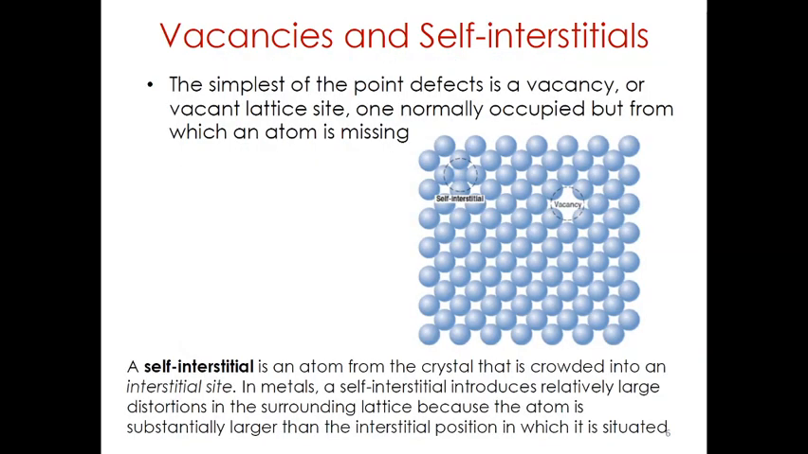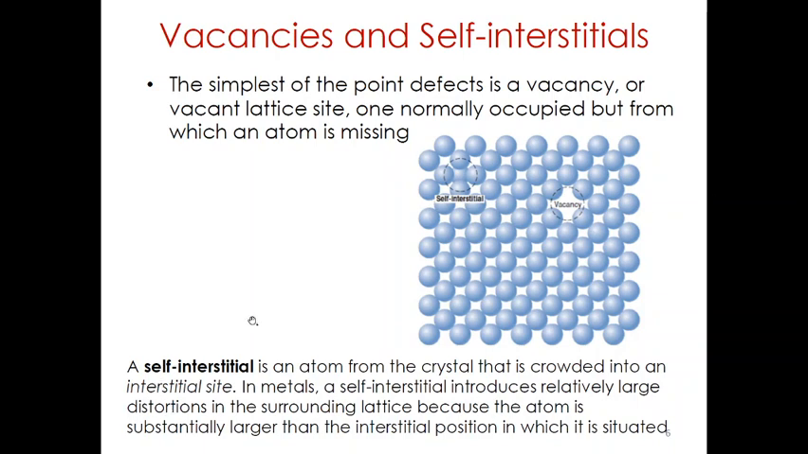The simplest of the point defects is a vacancy, or vacant site, one normally occupied but from which an atom is missing. As you can see here, the atom is missing, so that's why we call it a vacant site, or it is also called a vacancy. All crystalline solids contain vacancies, and in fact it is not possible to create a material that is free of these defects.